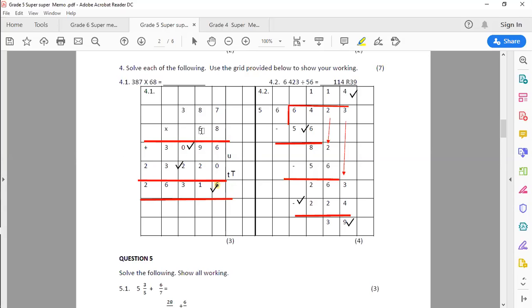So I have 6 times 7 is 42. So I first put my 0 as my placeholder, and I start here. 6 times 7 is 42. So I put the 2, carry 4. 6 times 8 is 48, plus 6.